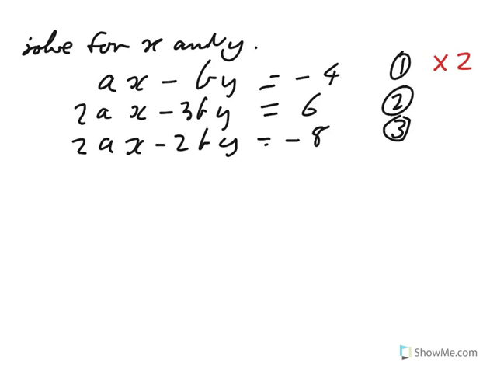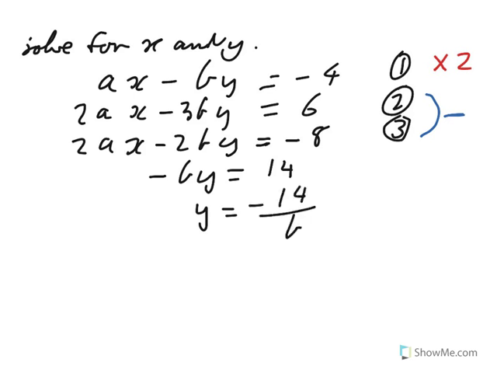And then we can do a little bit of subtraction here. And so 2ax minus 2ax, so that's 0. Minus 3by minus negative 2by then leaves us with negative by. 6 minus negative 8, 6 plus 8, so that would be 14. So y would be negative 14 on b.